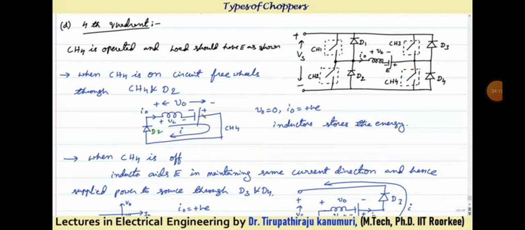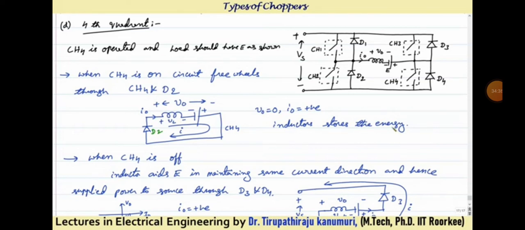So the battery will start supplying energy to the inductor, and the inductor will start storing the energy. Your output voltage V0 is 0, because the entire voltage drops across the inductor and the net voltage is 0. The value of I0 is in the same direction as the reference direction. That's why we can say I0 is positive, and the inductor stores the energy.